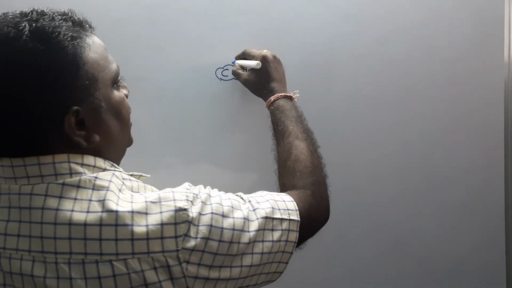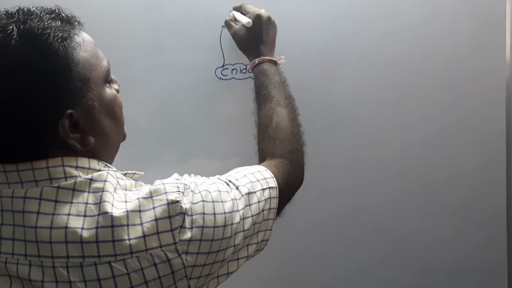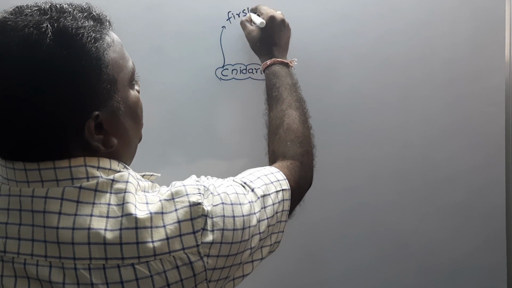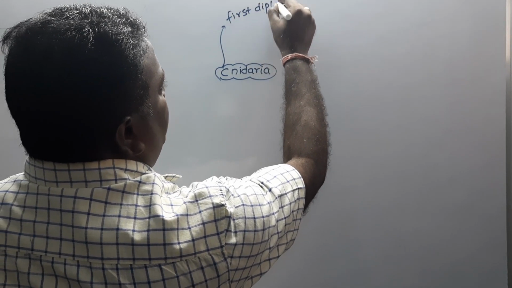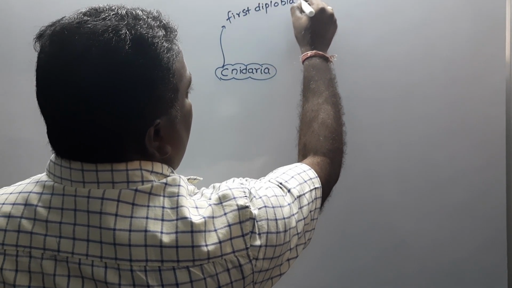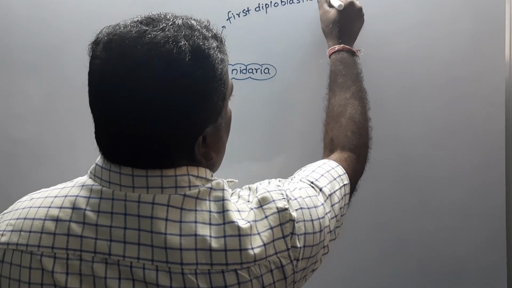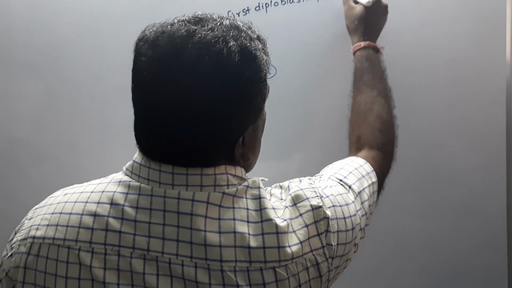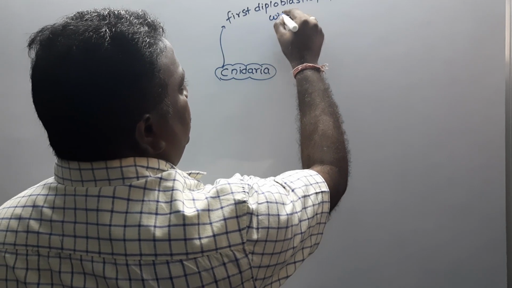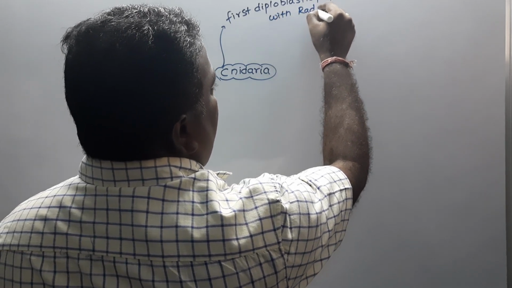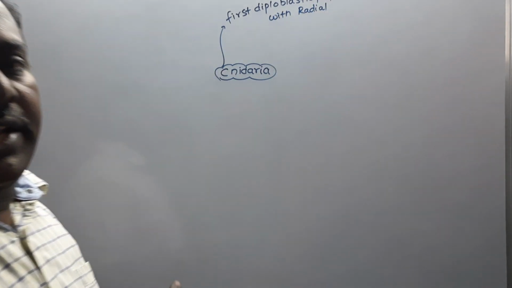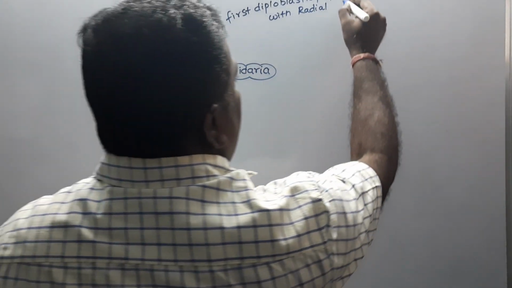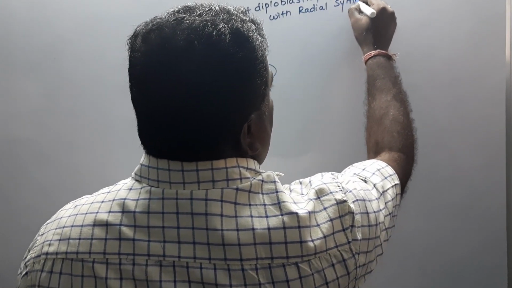Now, this is the Cnidaria, and Cnidaria is considered as the first diploblastic phylum. What is the first diploblastic phylum? The first diploblastic phylum with a radial symmetry. What is the symmetry seen in the Cnidarians? The Cnidarians are showing radial symmetry.